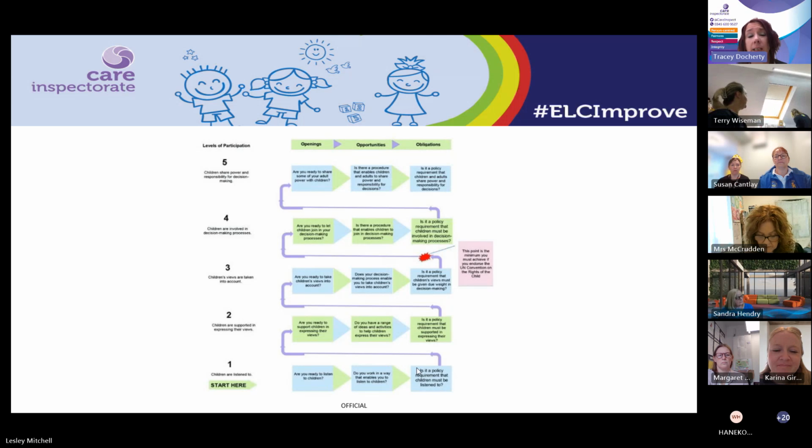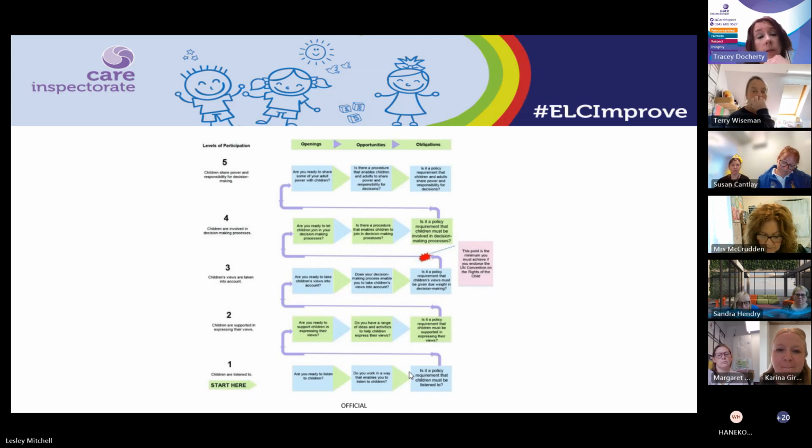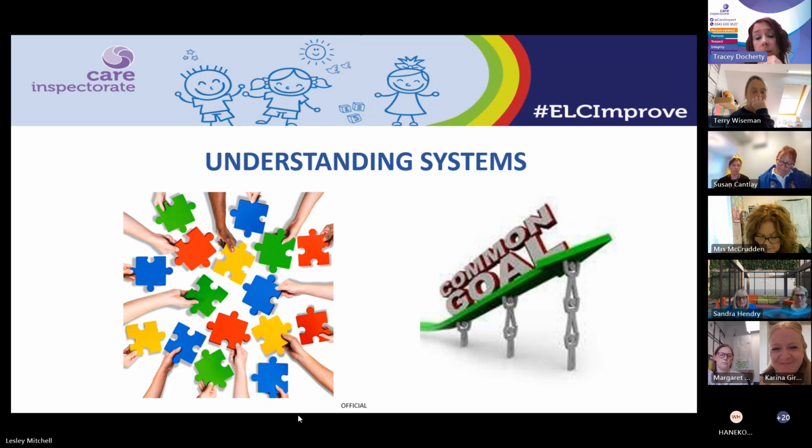Which comes back to what we said last time as well, the so what question. Who is it that we're doing it for? Are we doing it for the adults or are we doing it for the children? As we said, when you're looking at Shier's pathway, it's looking at it from the child's perspective, not necessarily the adult one. And I will now pass you over to Karina, who's going to look at understanding our systems.